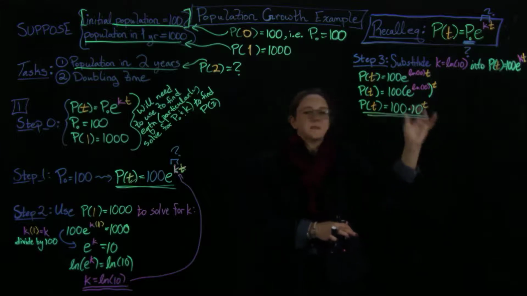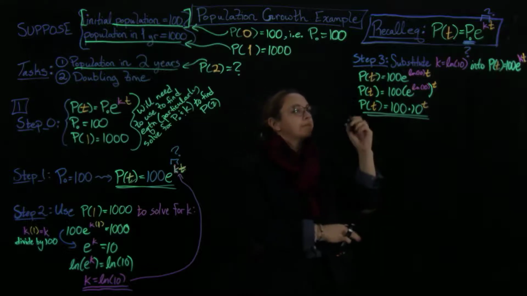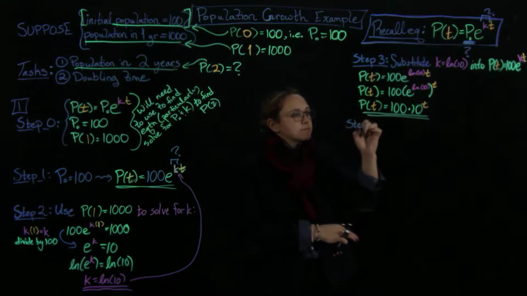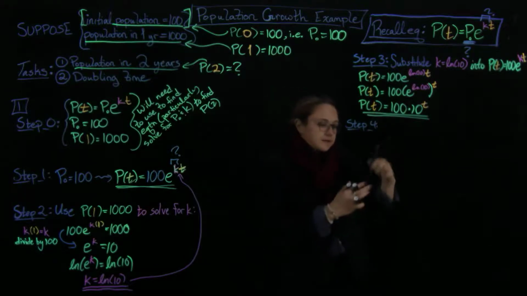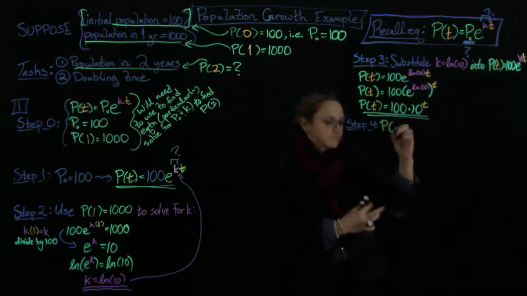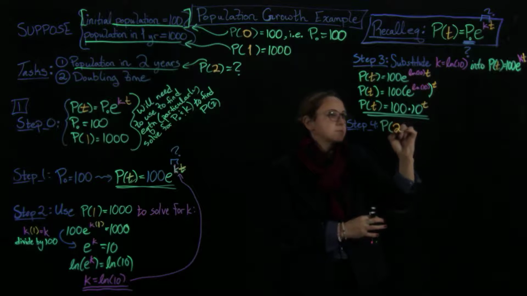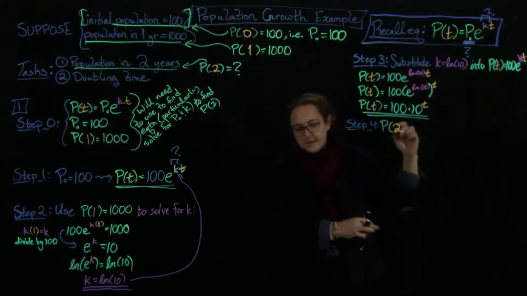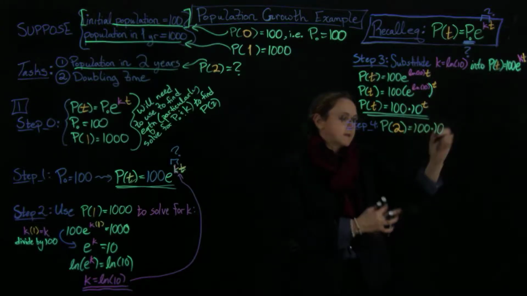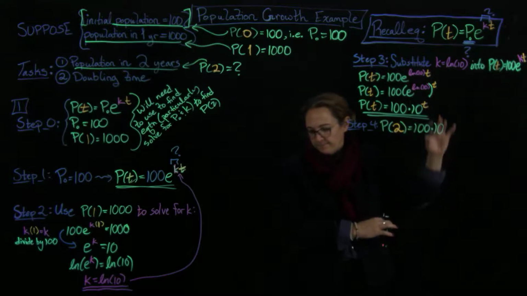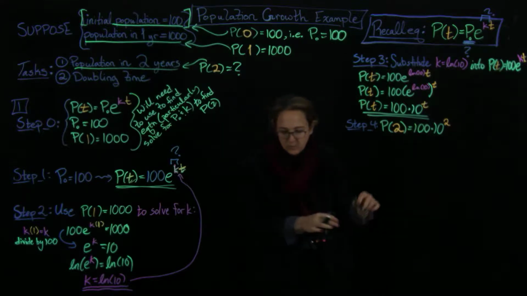There's nothing left to solve in there, so I can go ahead and just put in for step 4. P of 2 is going to equal, well, I just need to put 2 into this, so I have 100 times 10, and then I just get 2 in there, so this is just squared. So this is just going to equal 10,000.